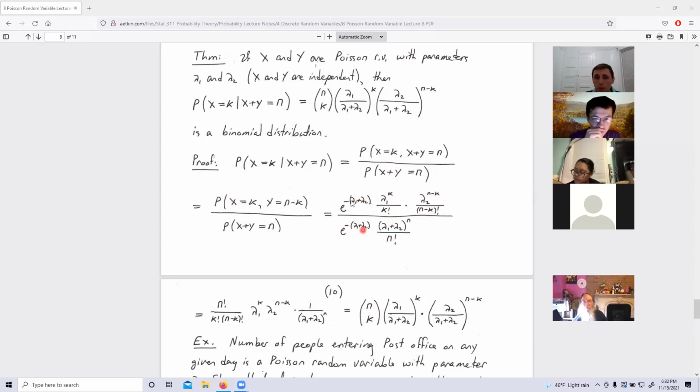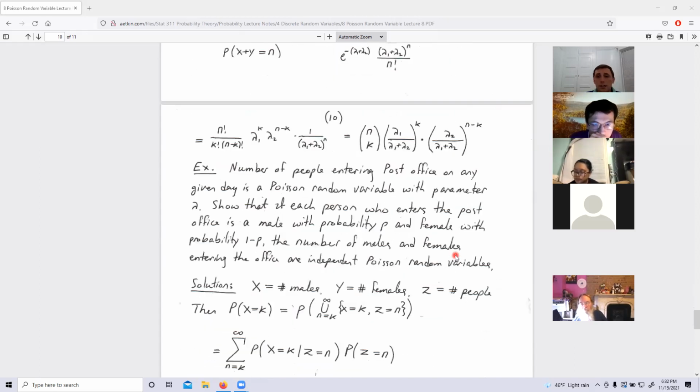Now, once you rearrange, it's the same as n factorial over k factorial times n minus k factorial, divided by this. And then I can just break this number apart into power k and power n minus k. So I take this, and I have lambda 1 over lambda 1 plus lambda 2 to the k, and lambda 2 over lambda 1 plus lambda 2 to the power of n minus k. I combine it, and you can see that I get a binomial distribution.